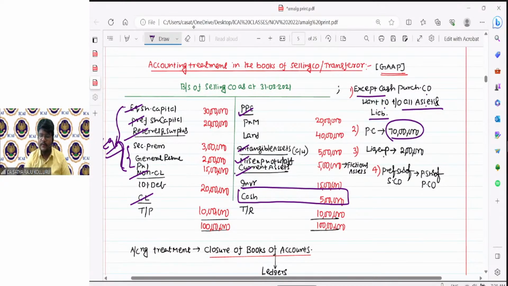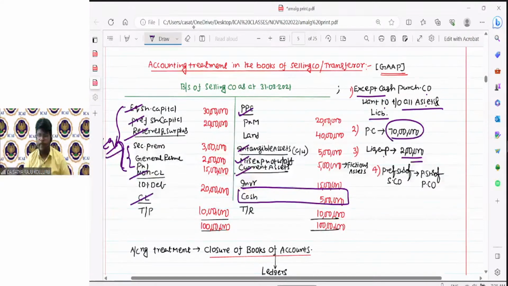Liquidation expenses incurred by the selling company, 2 lakhs. Who will incur liquidation expenses? Who is going to liquidate? The selling company. Preference shareholders of the selling company will get preference shares of the purchasing company. So this is the small information given. Now I need to close the books of accounts in the selling company.